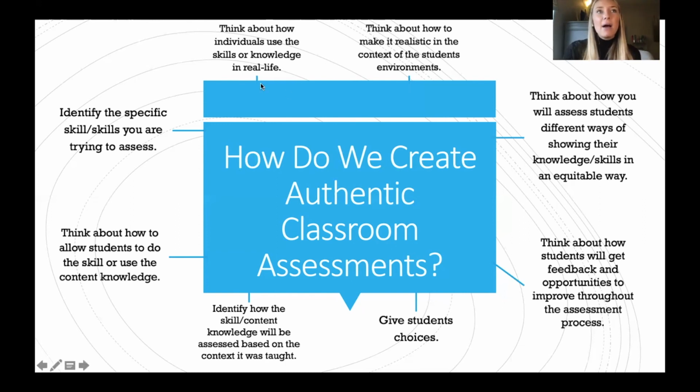Lastly, we want to think about how individuals use the skills or knowledge in real life. And this is what we keep coming back to. How are my kids going to use this skill in the real world? How are my kids going to use this knowledge in the real world? Why is it so important that they know this stuff? That's where we want to guide our assessments.